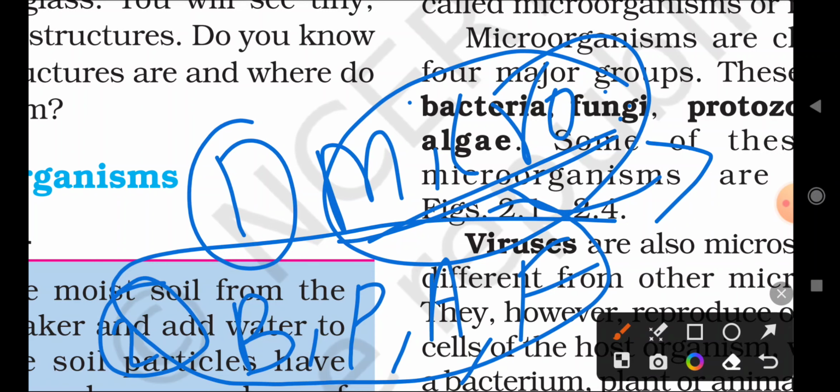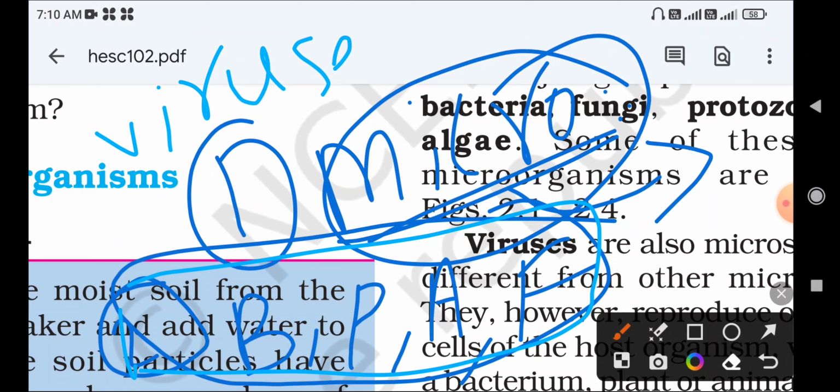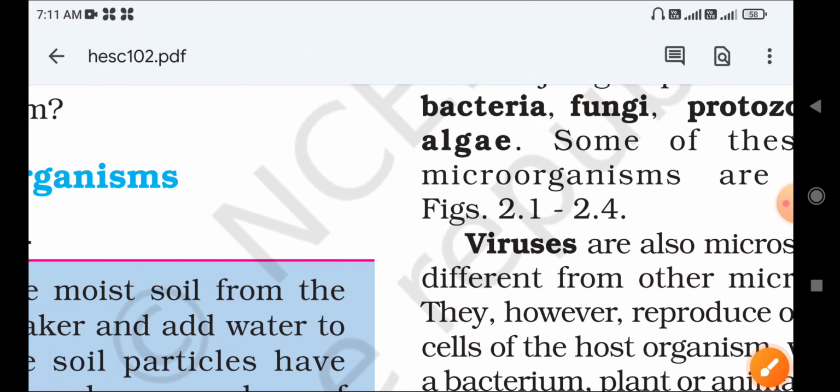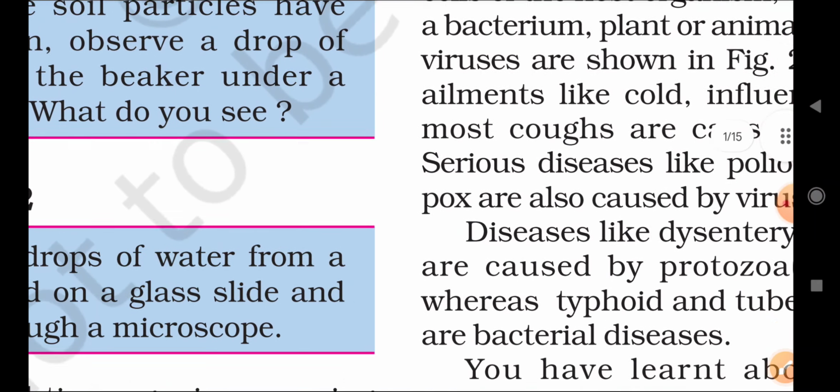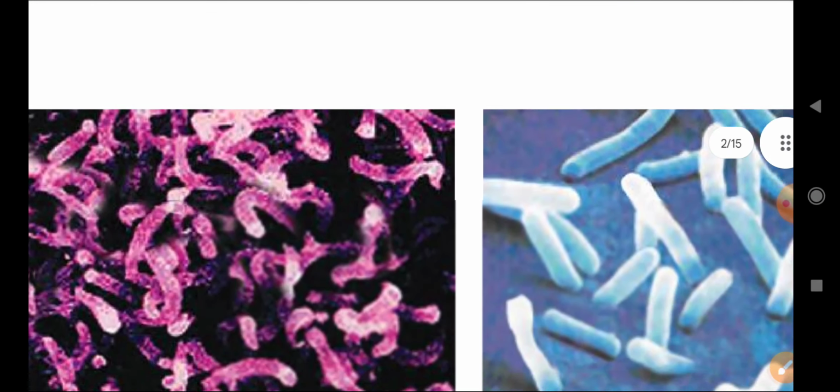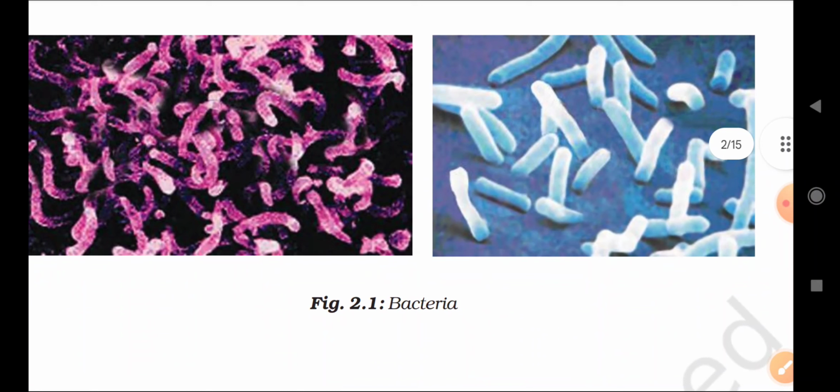Another type of microorganism, which is not considered under these four major groups, is called viruses. These are the types of microorganisms we discussed in our previous videos. You can check our playlist, where you will get the videos of this chapter. We also discussed the types of diseases caused by microorganisms. Next, we will look at some pictures of microorganisms.